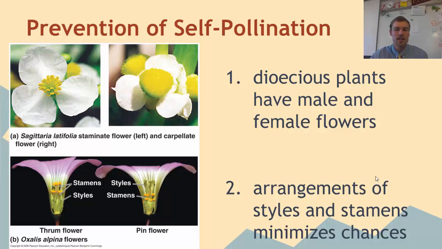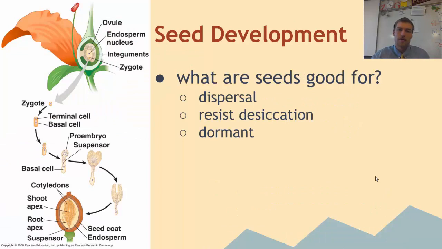Now, ways to prevent self-pollination. Dioecious plants have male and female flowers, so they're never together, which means that it's much less likely for them to actually fertilize each other. Also, the arrangement of the styles and the stamens, right? So if the stamens are below the style, that helps to reduce the opportunity for the pollen to actually fall down and self-fertilize on the style. So a couple different ways to be able to take care of that.